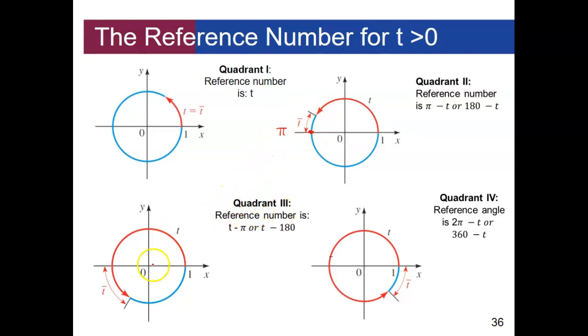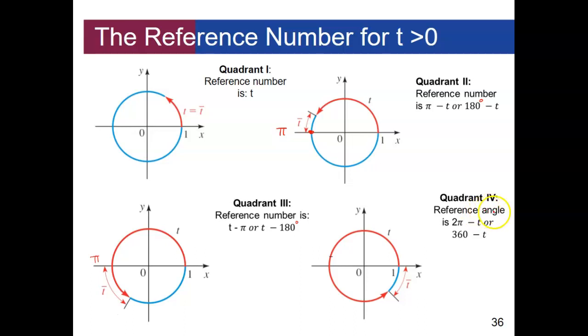If you're in the 3rd quadrant, you've already passed pi, so you've gone all the way over here. You're going to take t and subtract pi from it, and that's going to give us this reference number in here. And if you happen to be working in degrees, just replace pi with 180 on these, and that would tell you how to find the reference angle.